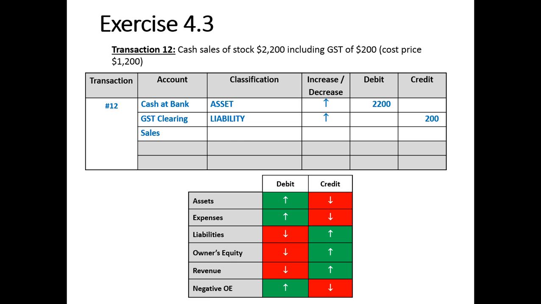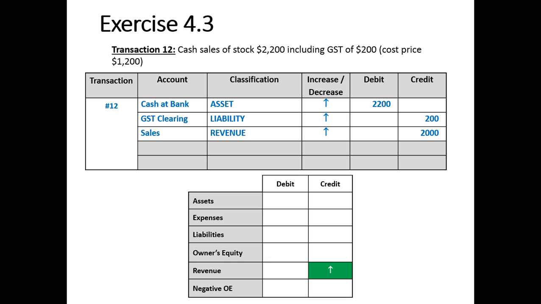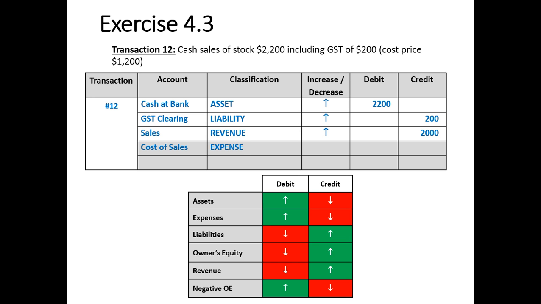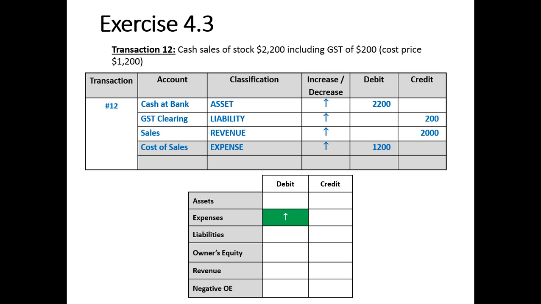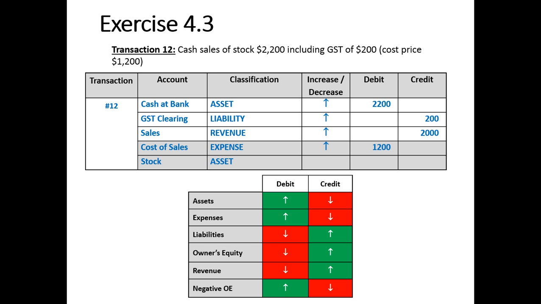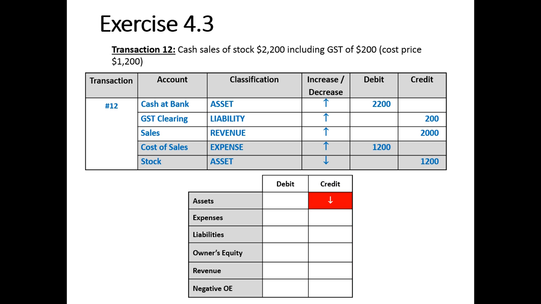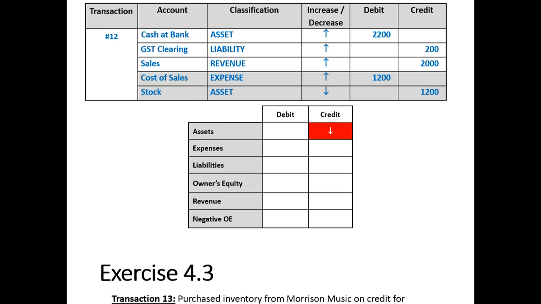We've then got a sale, which is a revenue. That's also increasing, and that'll go on the credit side as well. Taking care of the cost of sale expense, that's a debit for $1,200, and we have less stock, which is an asset, and it's decreasing, and assets decrease on the credit side.